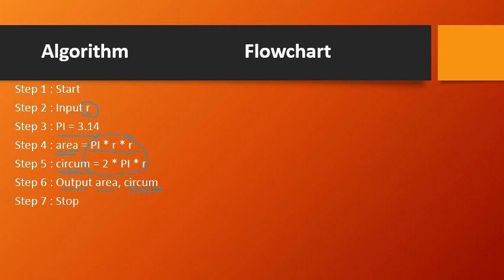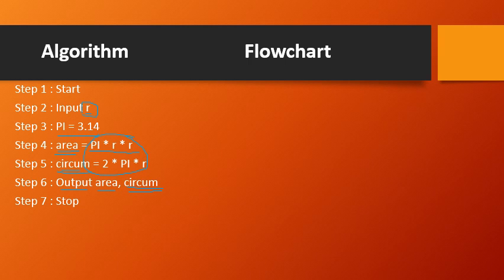Again, you may see here each step is doing a single task. They are simple, they are finite in number, right? So this is the algorithm. Now the same algorithm we will be trying to convert into a flowchart, right?